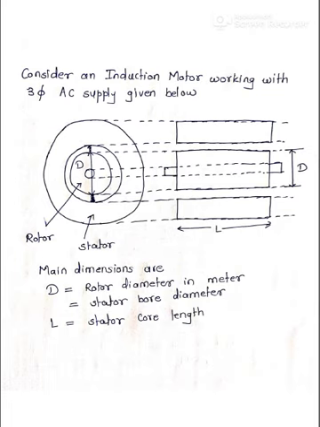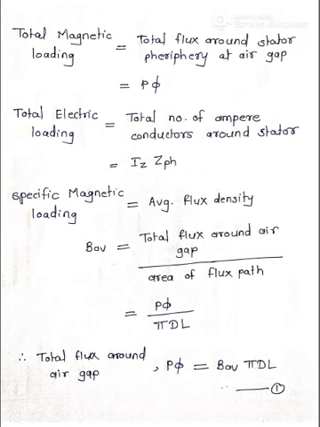So next we will see the induction motor diagram. Here consider an induction motor working with 3-phase AC supply given below. This part is a rotor and this is a stator. So this indicates the rotor diameter in meter and this indicates the stator core length. Next, total magnetic loading means total flux around periphery at air gap, and this is P phi.